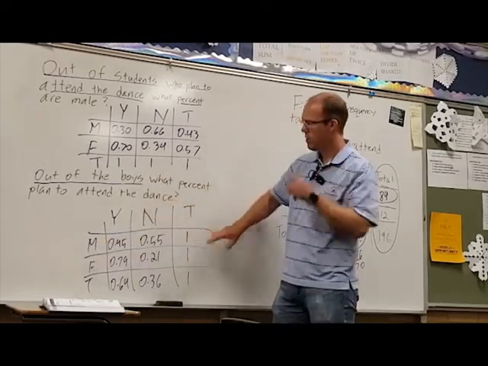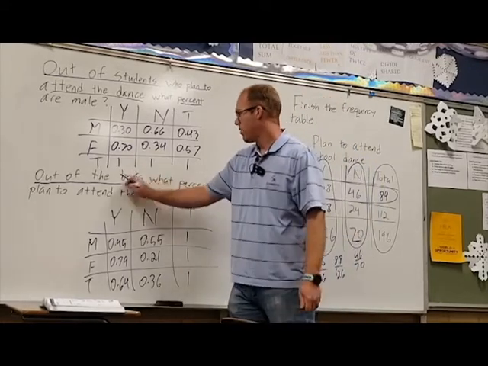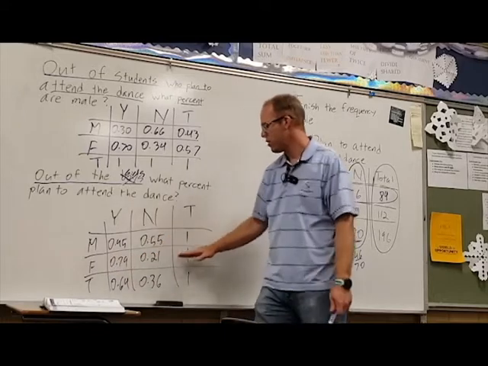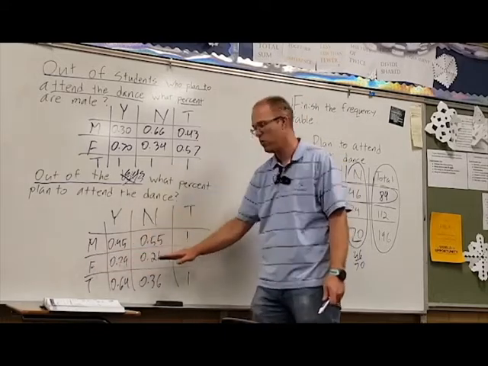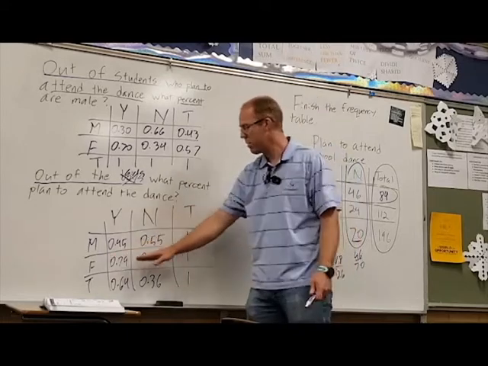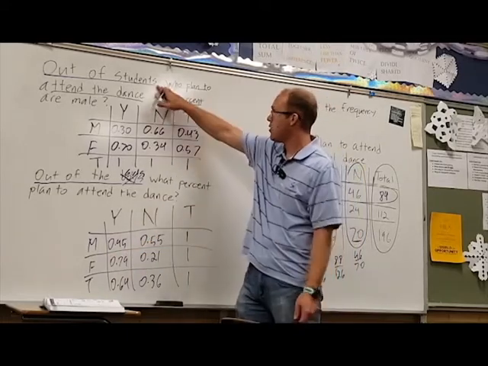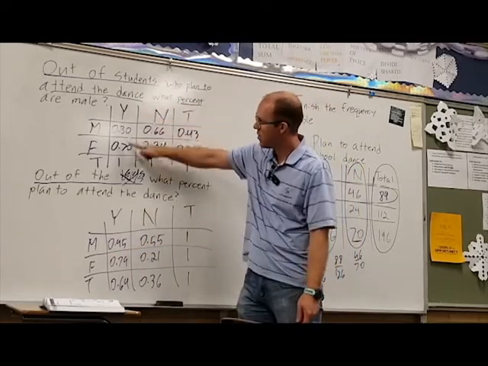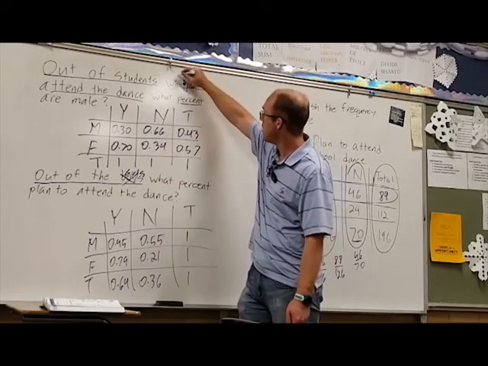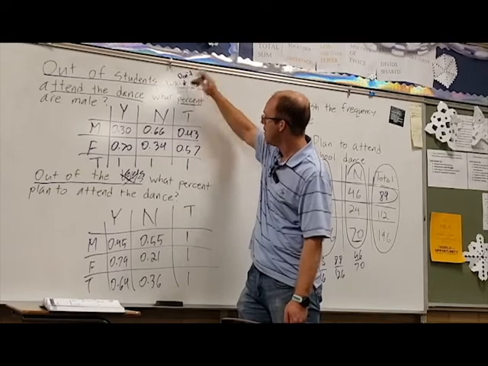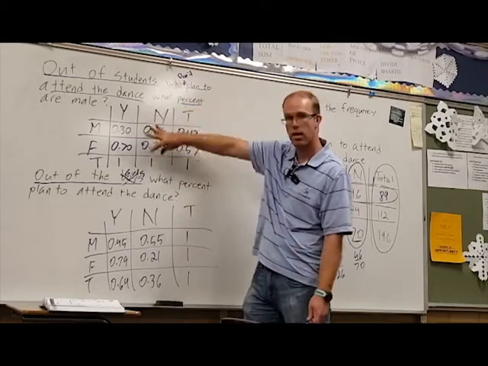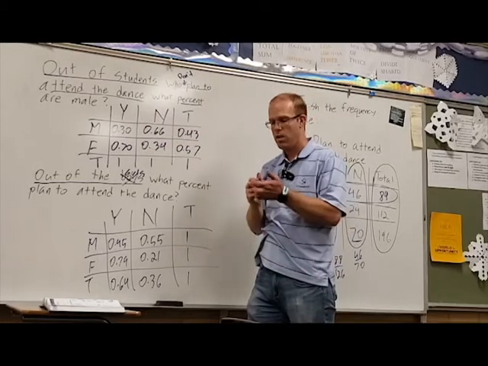So I'm going to use this. If I was to say out of the girls, that is also a row question. So I would look at this table right here to answer it. This one won't answer that question. I want this table. Say out of the students who plan to attend the dance, that's this column. If I say out of the students who don't plan to attend the dance, that would be this column, but I would still choose this table because it is a column question.